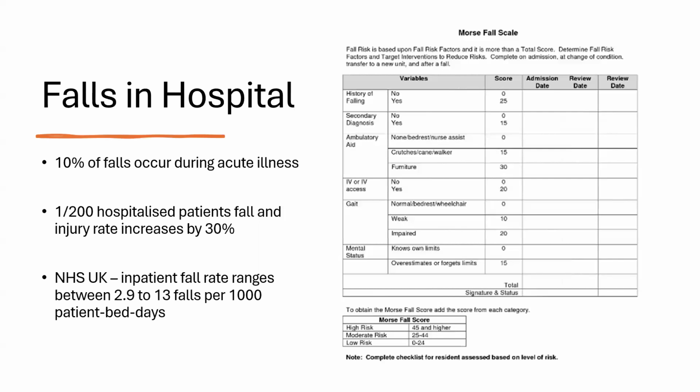So the Morse fall scale is a questionnaire that should be performed at admission to hospital and reviewed upon any change in condition of your patients, because 10% of falls occur during an acute illness. So 1 in 200 hospitalized patients fall, and this increases the injury rate. The NHS UK inpatient fall rate ranges between 2.9 to 13 falls per 1,000 patient bed days.